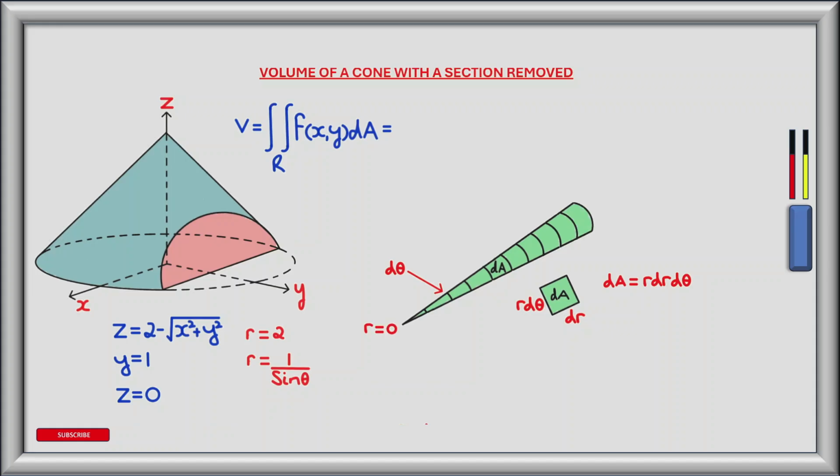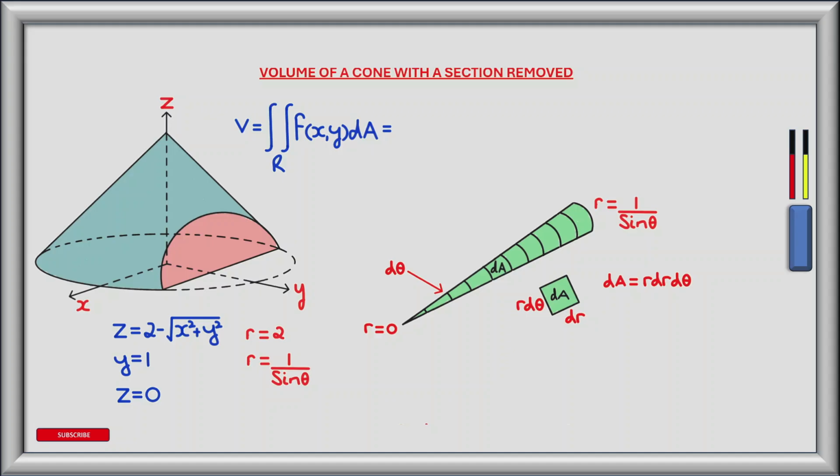So when we sum or integrate in the r direction, for this exercise, we begin at the origin of the circle, so where r is equal to 0. And we first travel to the boundary of the circle, so where r is equal to 2. When the circle intersects with the horizontal line for the first time, we travel from r equals 0 to r equals 1 divided by sine theta.